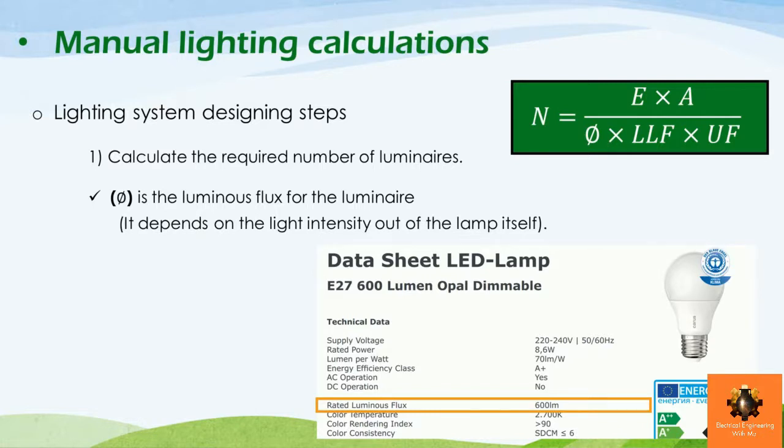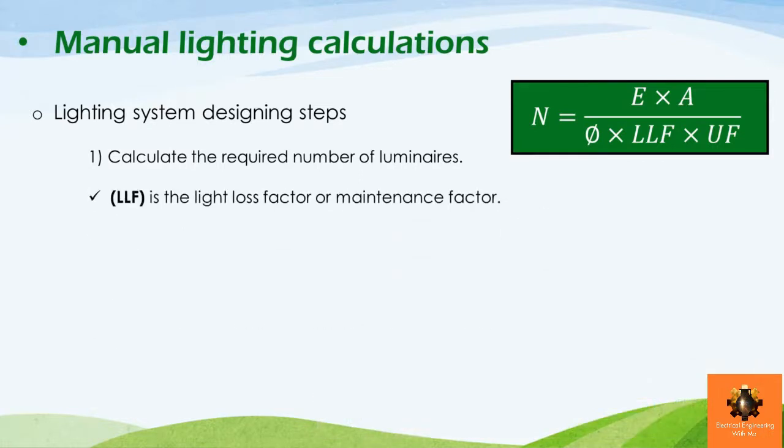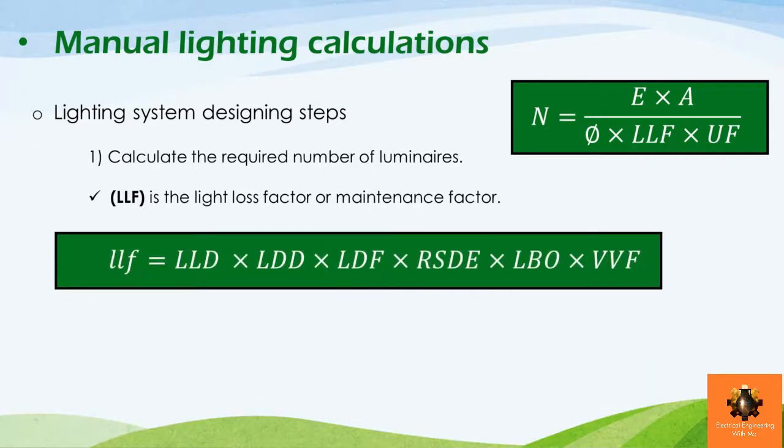Very good. Now the next factor we have is LLF, the light loss factor, or the maintenance factor. This factor is used to account for the losses in the light out of the luminaire, as there will be some losses, so we need to take those losses into consideration to compensate for them. And to find this factor LLF, we find it to be the multiplication of 6 other factors. Here LLF equals LLD times LDD times LDF times RSDD times LPO times VVF.